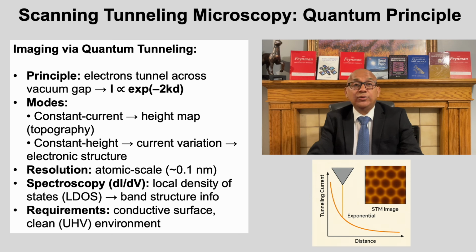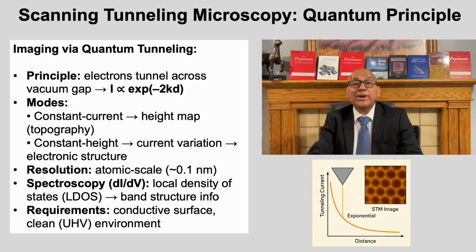The tunneling current follows an exponential dependence on the tip sample distance. Current is proportional to exp(-2kd), where k depends on the work function of the material. This means that even a 0.1 angstrom change in tip position can double the tunneling current, giving STM its remarkable sensitivity. In constant current mode, a feedback loop adjusts the tip height to maintain constant current as the tip scans.